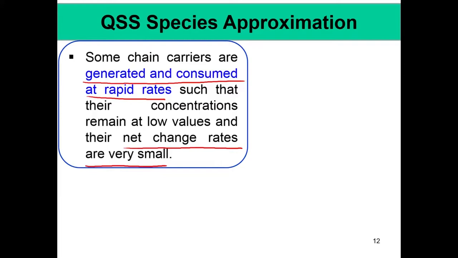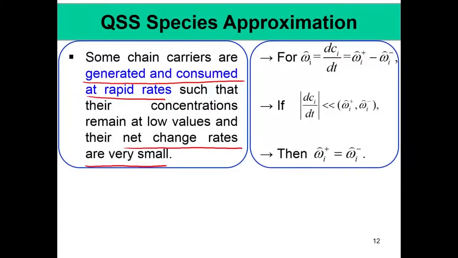What is the rate of change of concentration? It is given by omega I. Here I stands for a chain carrier like H, O, OH, etcetera. This is equal to dCi/dt, and as you know, this part comes from the production and this part comes from the consumption. This is the rate of production of that species, which adds to the rate of change of concentration. And this is the rate of consumption of the species I, which leads to reduction of the rate of change of the concentration of the species I.